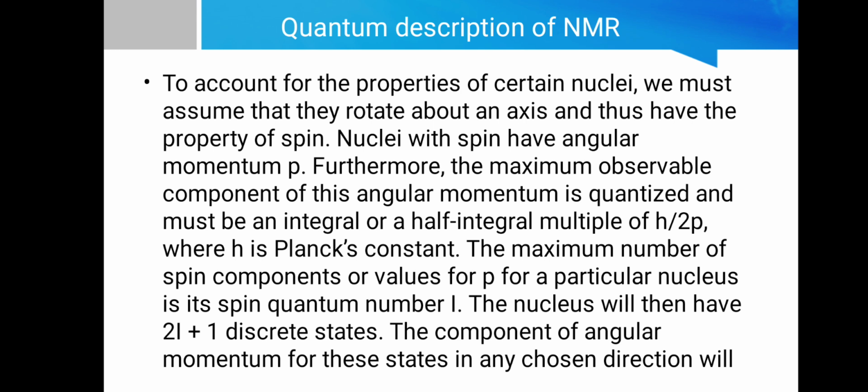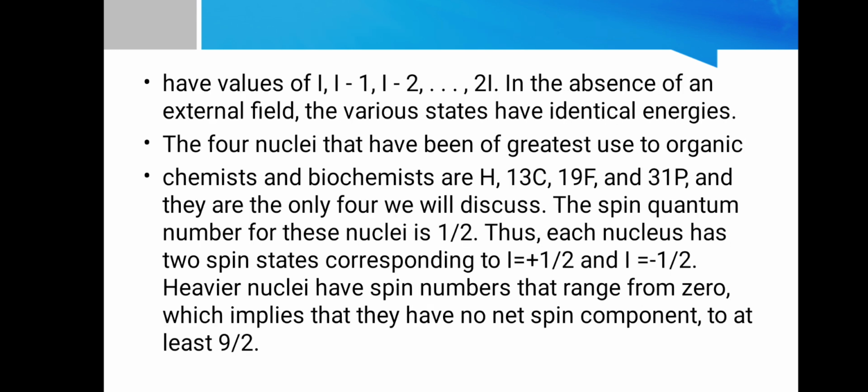The maximum number of spin components or values for p for a particular nucleus is its spin quantum number I. The nucleus will then have 2I plus 1 discrete states. The component of angular momentum for these states in any chosen direction will have values of I, I minus 1, I minus 2, down to minus I. In the absence of an external field, the various states have identical energies.